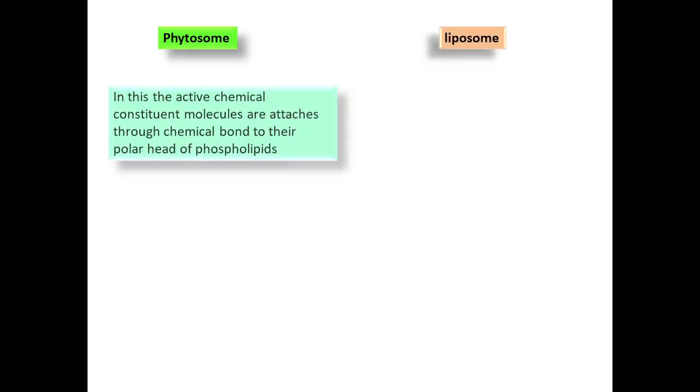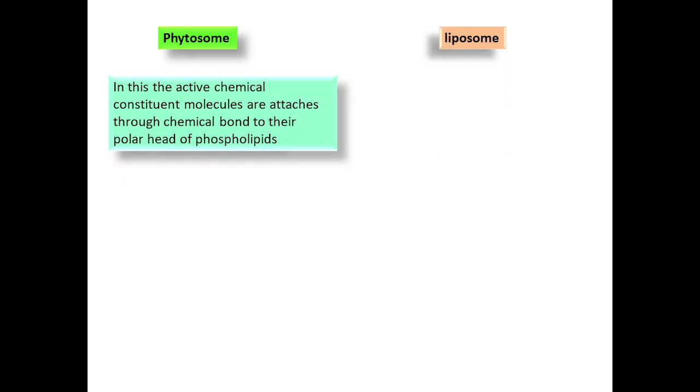Phytosome, liposome. In case of phytosome, the active chemical constituent molecule is attached through a chemical bond to the polar head of phospholipid. So to the polar head of phospholipid there will be attachment of phytoconstituent and that attachment occurs due to the chemical bond.